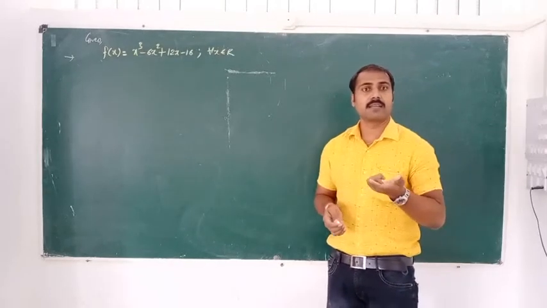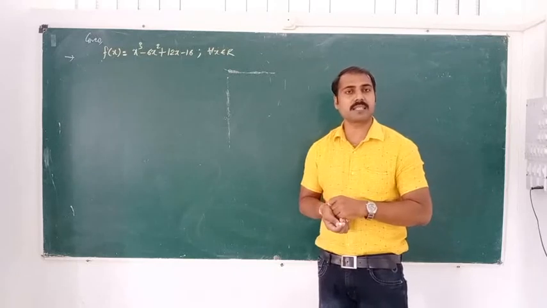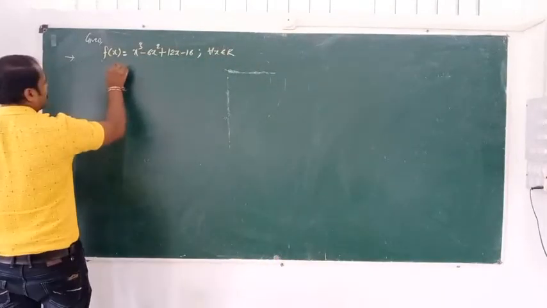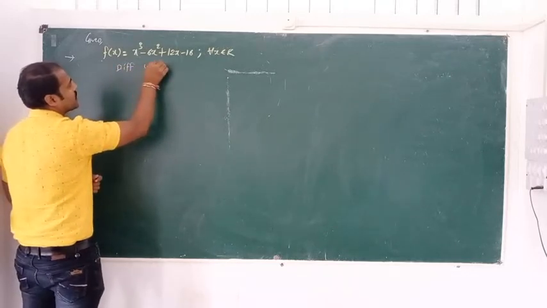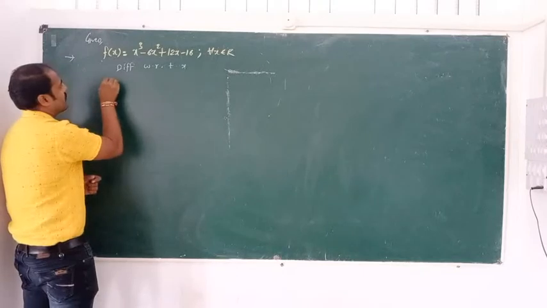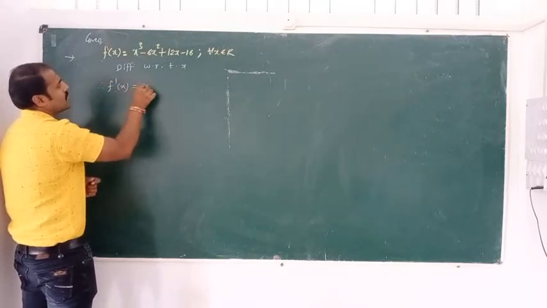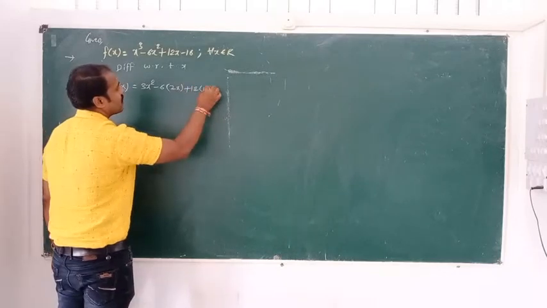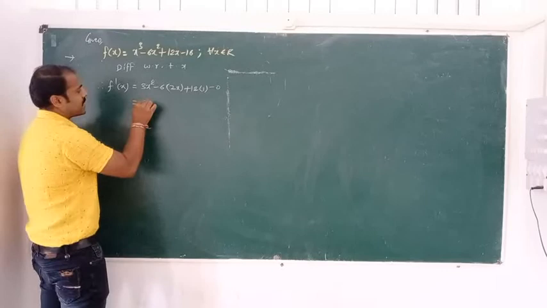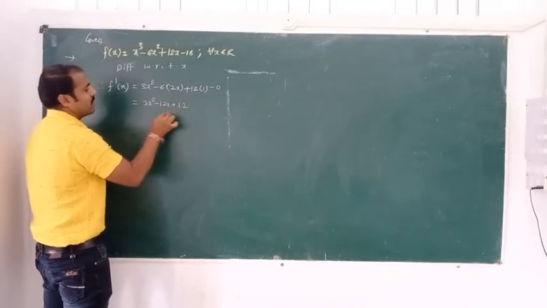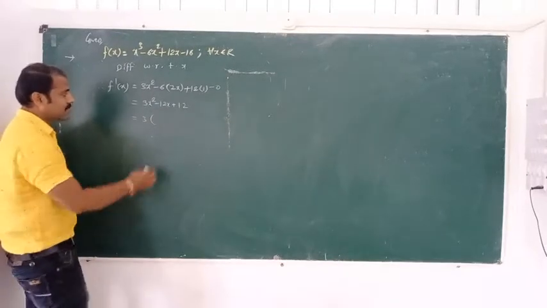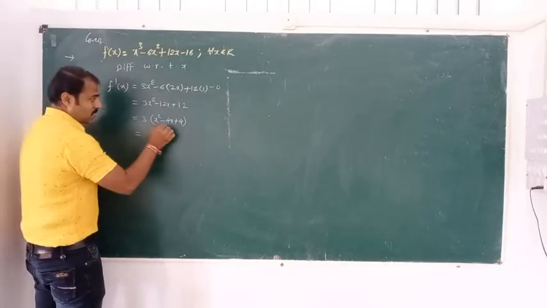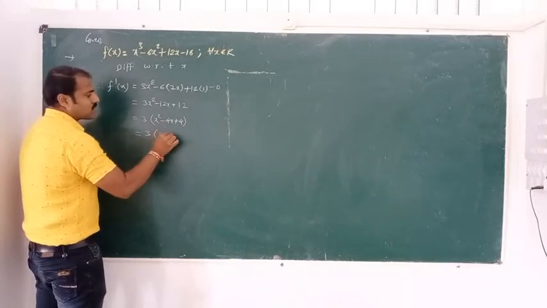We studied that if the derivative is positive, then the function is increasing, and if the derivative is negative, then the function is decreasing. So I can differentiate that function with respect to x. Differentiating with respect to x, what do we get here? f dash of x is equal to the derivative of x cube, which is 3x square, minus 6 into the derivative of x square, which is 2x, plus 12 into the derivative of x, which is 1, minus the derivative of 16, which is 0. So I can write this as 3x square minus 12x plus 12. Taking 3 common, we write this as x square minus 4x plus 4, which is nothing but x minus 2 bracket square.